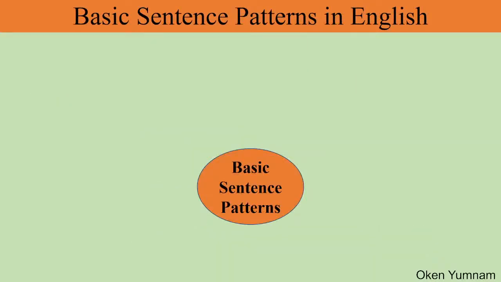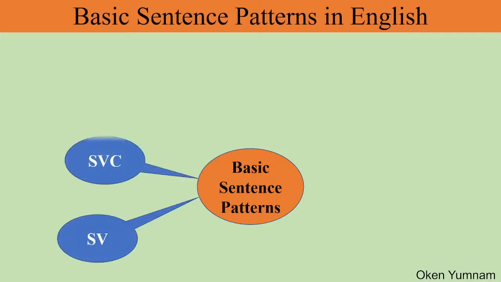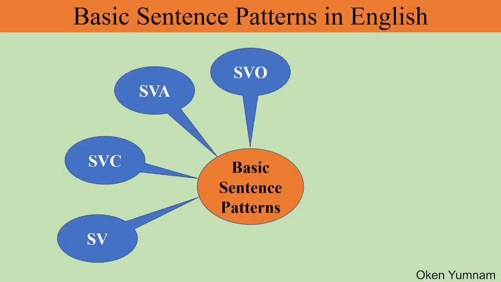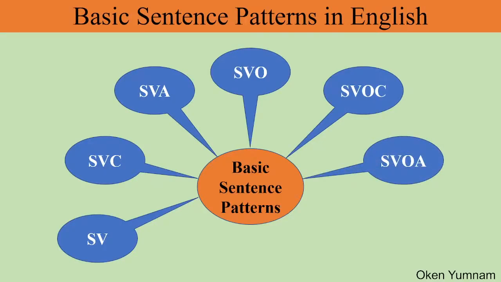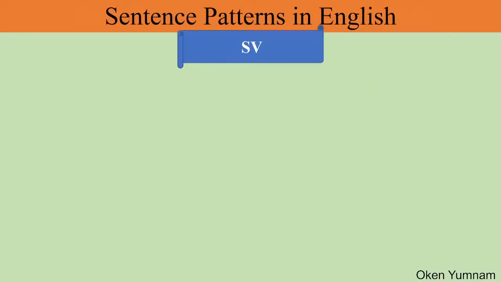In English, even though many sentences can be formed using different patterns, there are 7 basic sentence patterns. They are subject verb, subject verb complement, subject verb adverbial, subject verb object, subject verb object complement, subject verb object adverbial, and subject verb object object. In short, we can say SV, SVC like this.